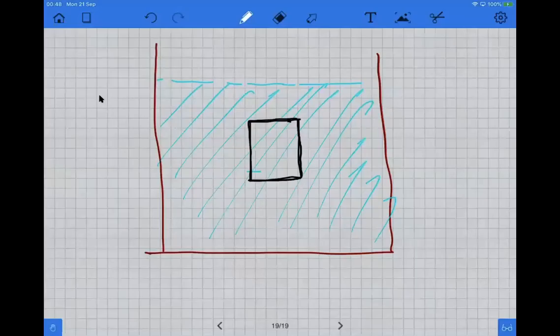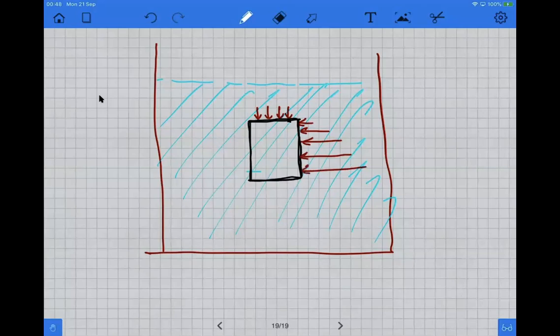On the top surface, the pressure will be low as the depth of the liquid is very low. As you move downwards, the pressure will increase because of the increase in depth. However, on the side surfaces, the pressure will go on to increase because of the increase in depth. Yet on the bottom, pressure will be further increased because of the increase in depth.